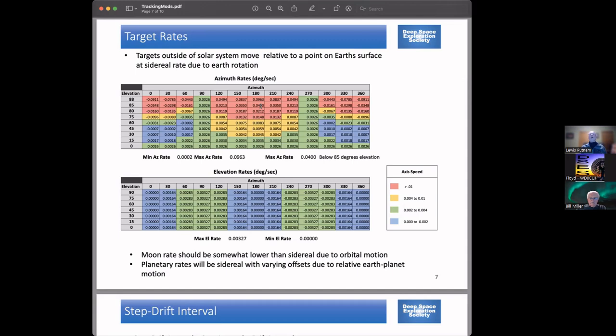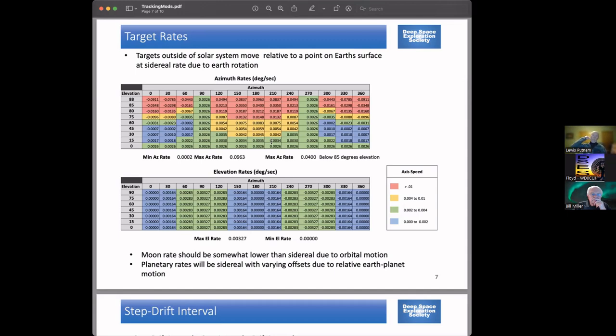Kind of semi-slow, I guess you'd call it, is 0.002 to 0.004, and that's in the green area. And then yellow, it's rates between 0.04 and 0.01. And so those are getting faster, and the update cycles will start to grow. And then the highest rates are above 0.01. And so you can see where in the sky those will occur. And basically for azimuth, just the higher you get in elevation, the rates get higher.